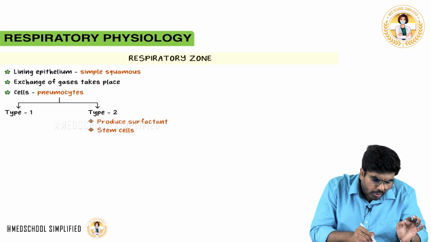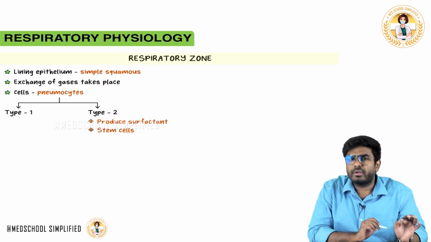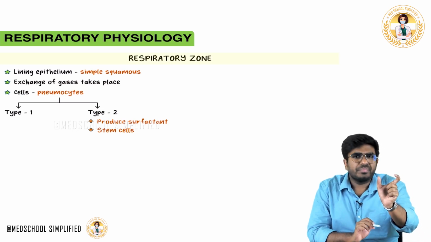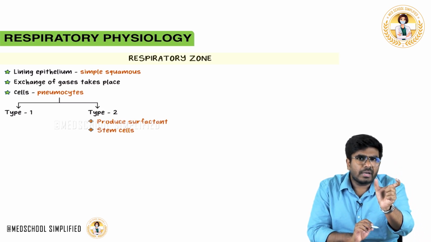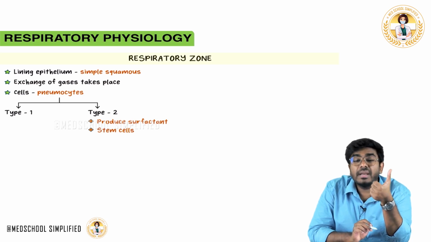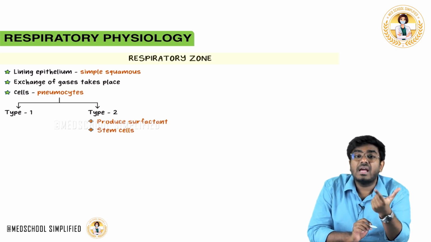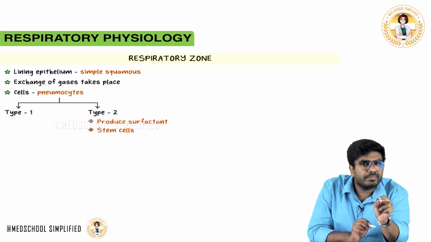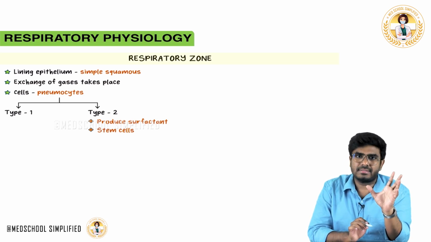Now, we all know that in the respiratory zone there is exchange of gases taking place. Could you recollect what zones come under the respiratory zone? The generations from 17 to 23, which include respiratory bronchioles, alveolar ducts and alveolar sacs. All of them together are called the acinus.